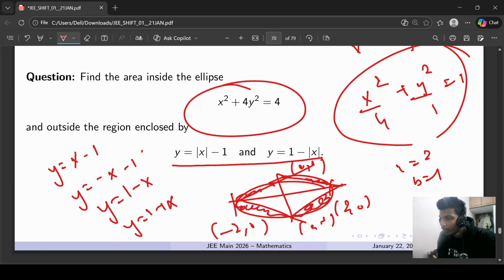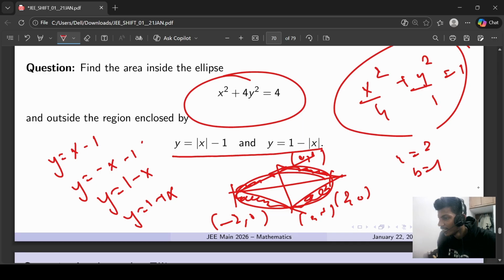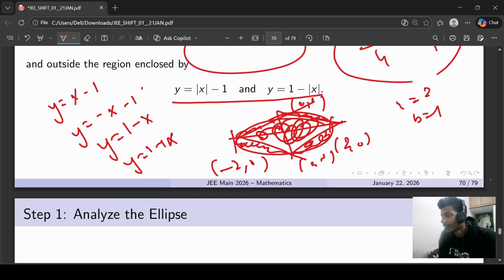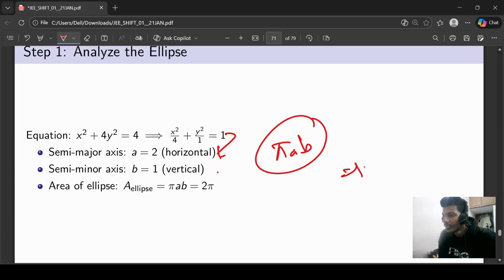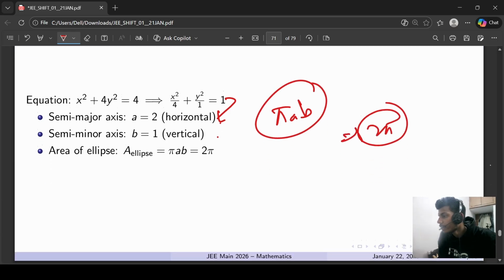So what I will do, I will simply find out the area of the ellipse, I will simply find out the area of this thing, and I will simply subtract them both. Okay, so analyzing the ellipse, simply getting this, a is 2, b is 1, so the area of ellipse is pi ab, that is simply 2 pi. So the area of ellipse we are getting as 2 pi.